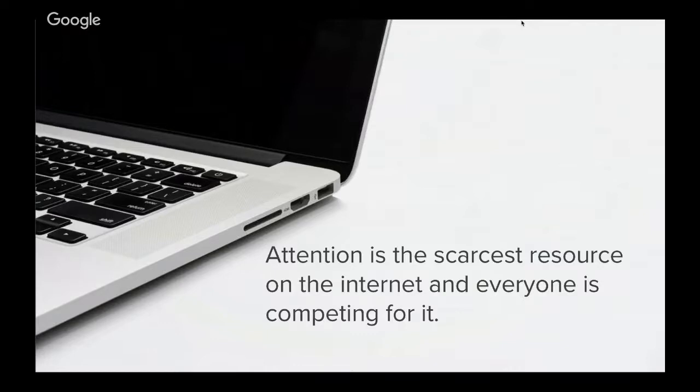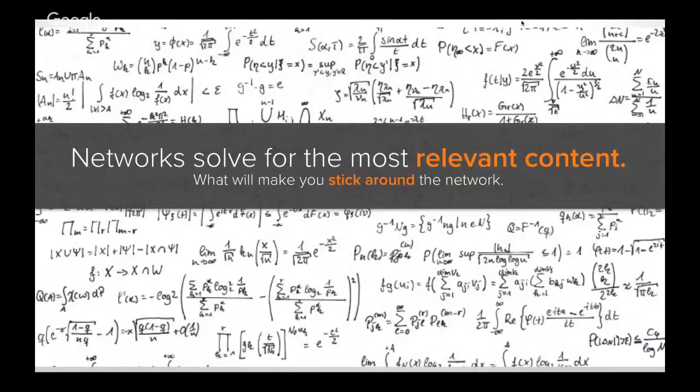The other thing is, because attention is so important, you've got to think about the network point of view. Networks are solving for the most relevant content, the content that's going to get attention, that's going to make you stick around, so that they're going to be able to distribute those ads like we mentioned before. I want to tell you a little bit of a story about HubSpot and how we learned about the metrics that we should look at, and hopefully that'll help you as well.